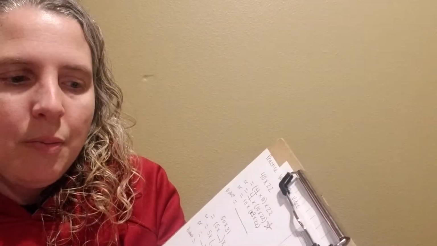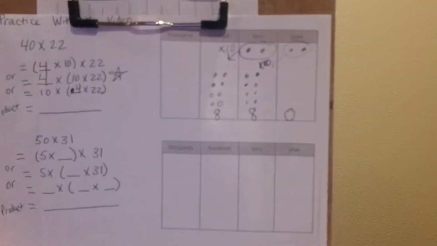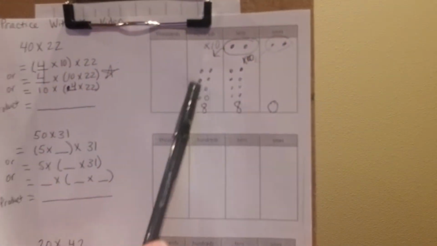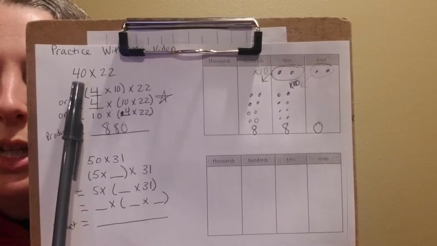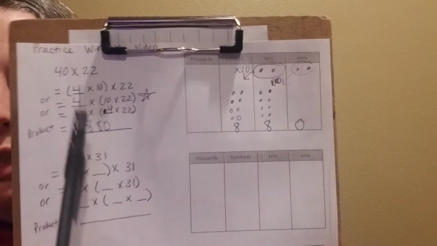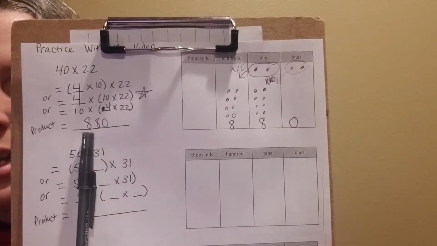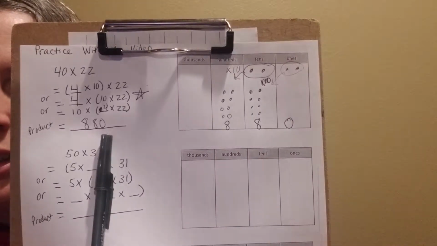So what's my answer? 880. That's the product. Okay? So the factors are 40 and 22, and the product is 880. Good.